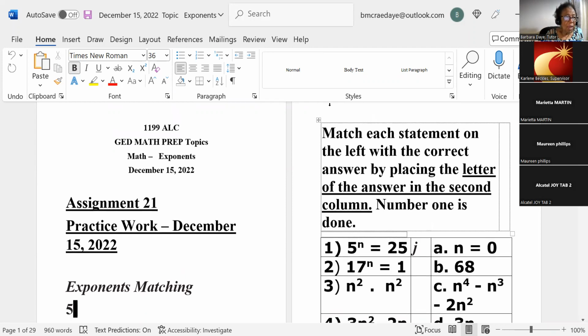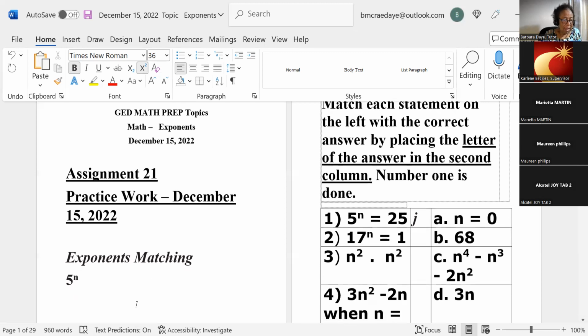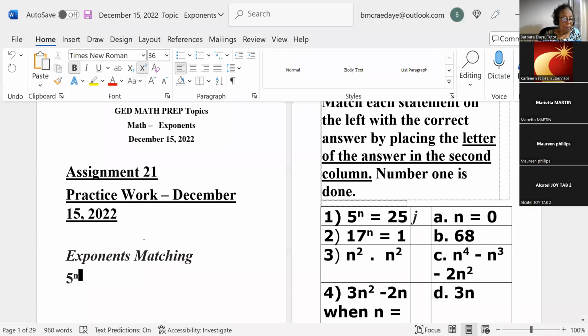5 to the n power, and we say that's equal to 25. 5 times 5 is 25. So n must be equal to 2. That's 5 times 5, right? So for this to be 25, 5 to the n has to be 5 to the second power.